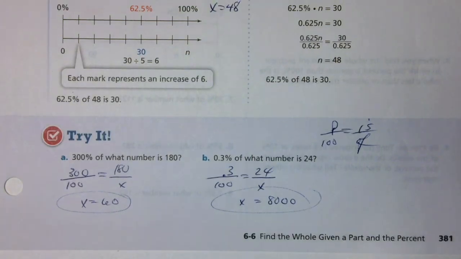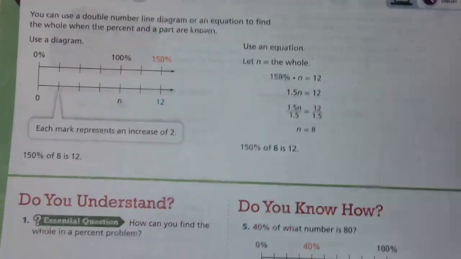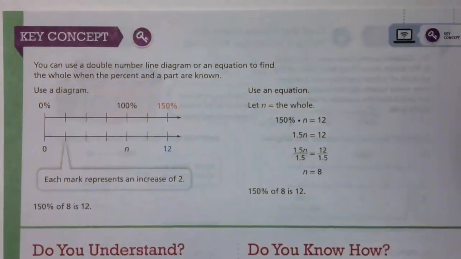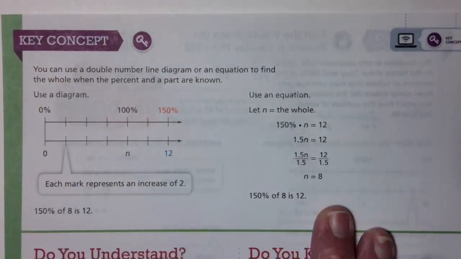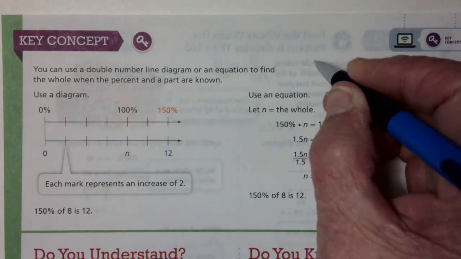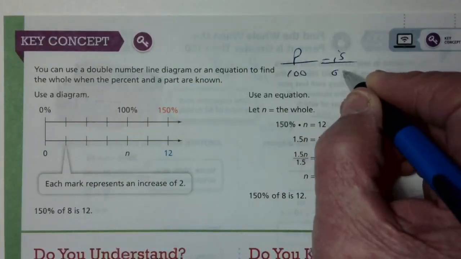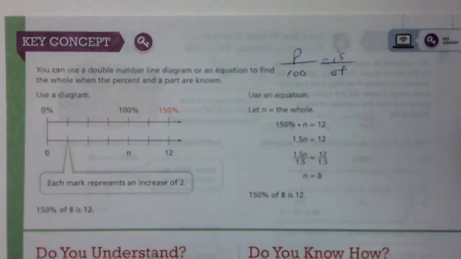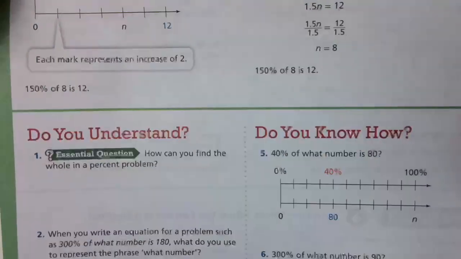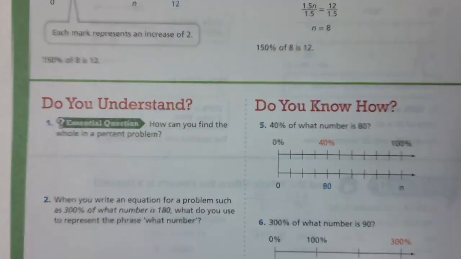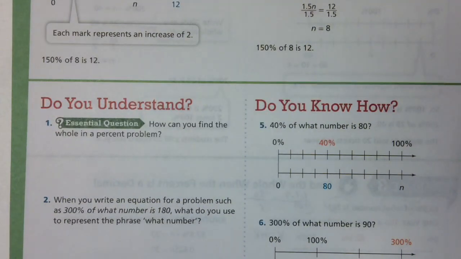All right, let's go to page 382. Once again, good information, it's all correct, but we are going to use P over 100 equals is over of. Let's go ahead and answer these.